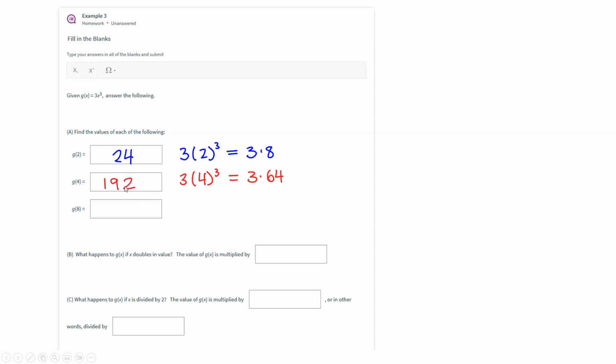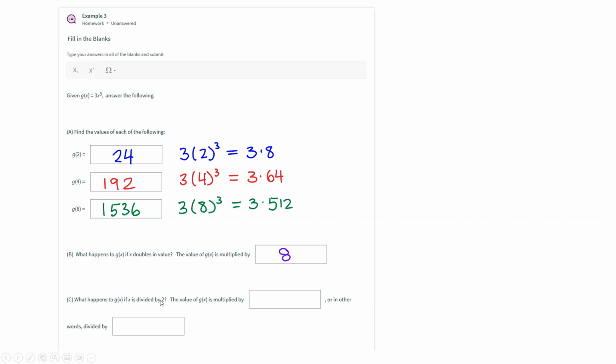And likewise, what should be down here should be 8 times this amount, because you're going to have 3 times 512. 512 is 8 times 64. And so you get 1,536, which is 8 times this amount here. So what happens to g of x if x doubles in value? Well, the g of x is multiplied by 8.